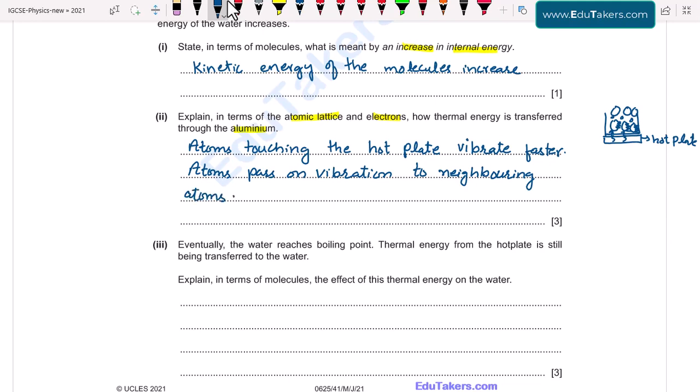Atoms pass on vibration to electrons, and as a result electrons move.